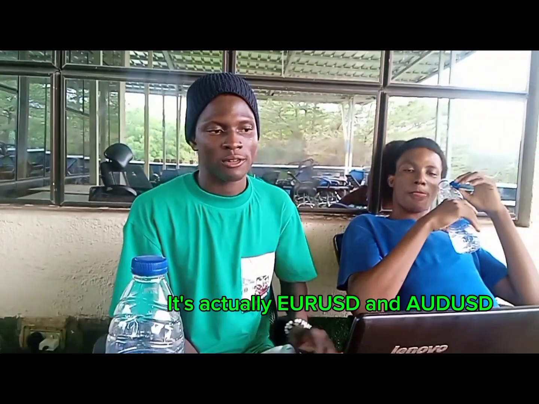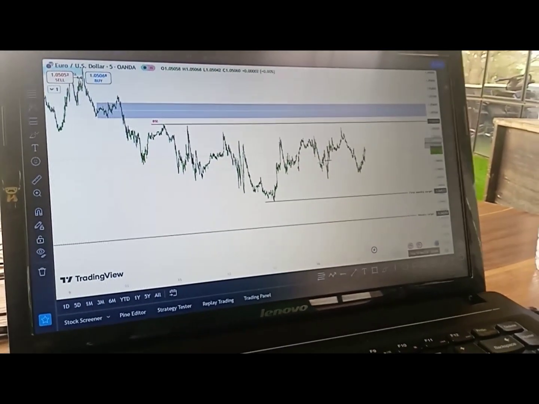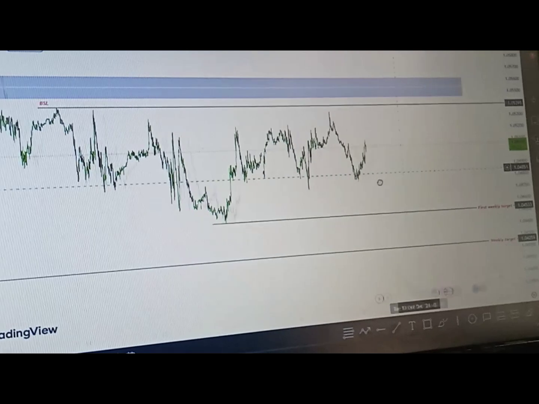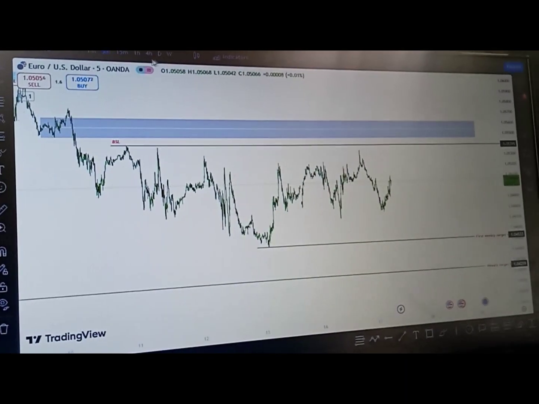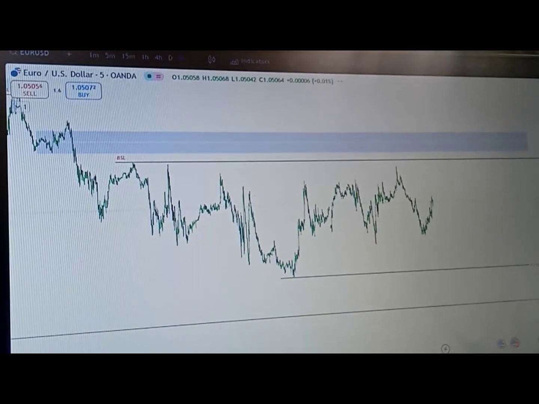Yeah, so guys, I'm going to be showing you my chart, what I expect to get from the market. As you all know, there are only two pairs I trade, Euro USD and GBP USD. So without further ado, let's jump into the chart. Yeah, so guys, this is EU, that is Euro USD. Let me start from the weekly time frame, and I'll move down to the 1 minute to show you guys what I'm expecting.